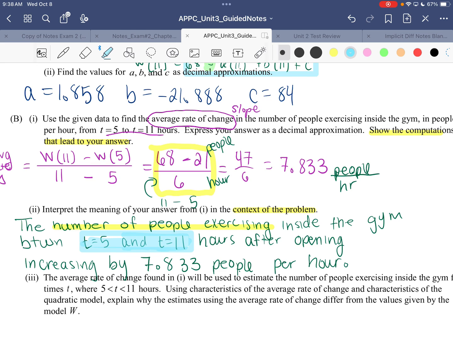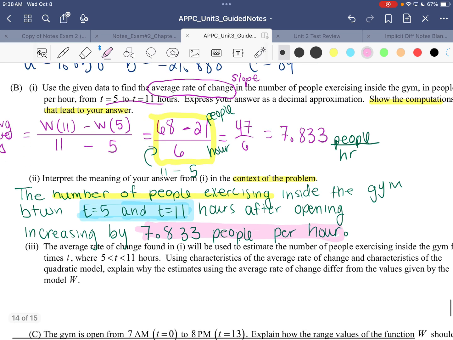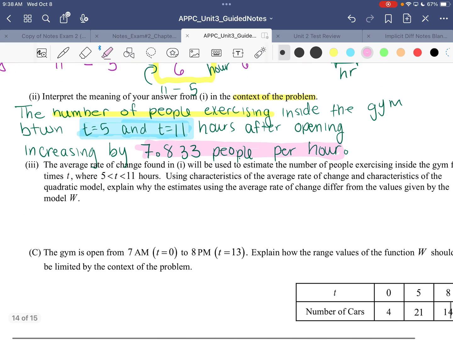Same for my test. Same for the classwork today. If you don't have the time interval, I'm not going to give you a stamp. You have to say the time interval. And then the last part that's really important is obviously doing the slope. If you don't want to say increasing and you just put 7.8, that's fine. So number of people exercising between 5 and 11 hours is 7.833 people per hour. Great. And here's the last one.